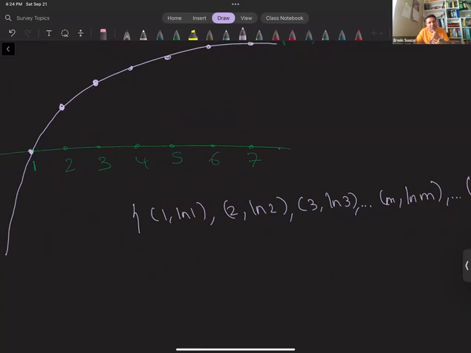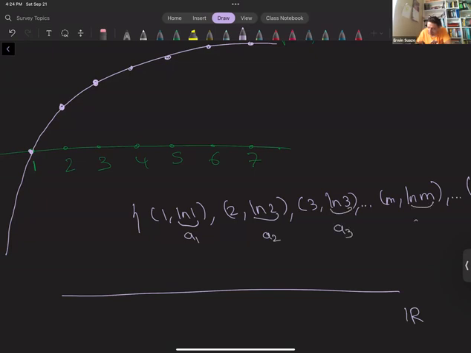So what I'm going to do is focus on the real line only, and I'm going to call this guy A1. I'm going to call this guy A2, this guy A3, this guy AM. So some people would like to say this: A_n equals f of n. Okay, so that's the standard notation.